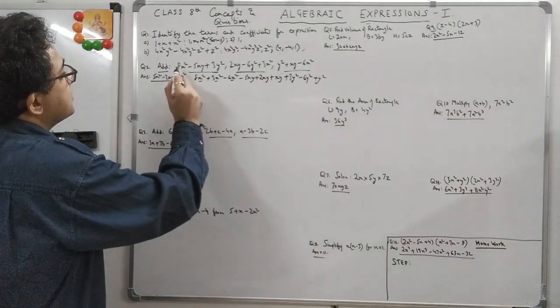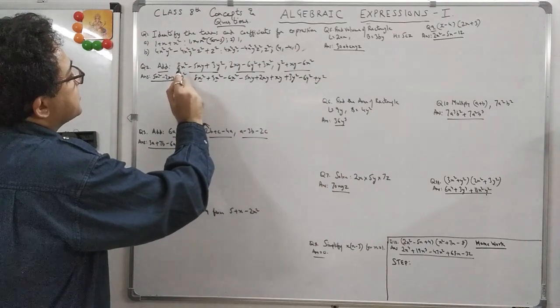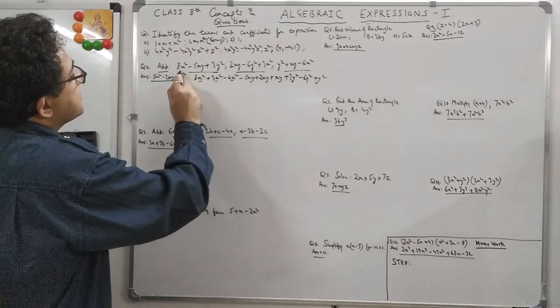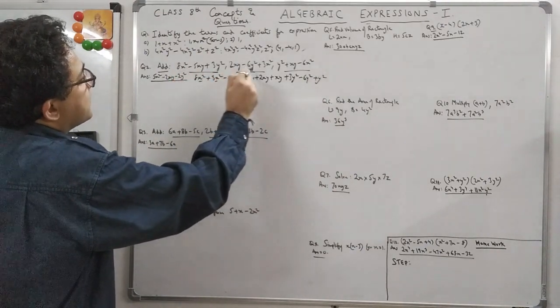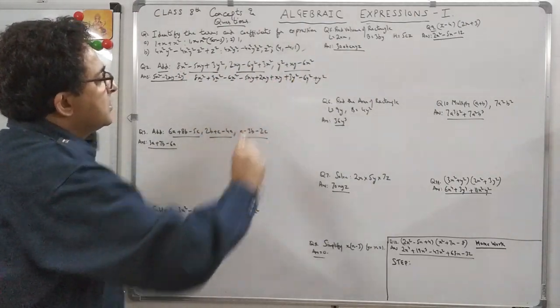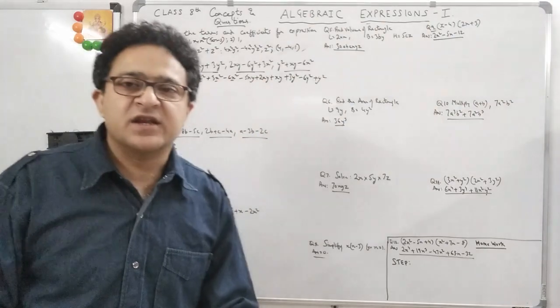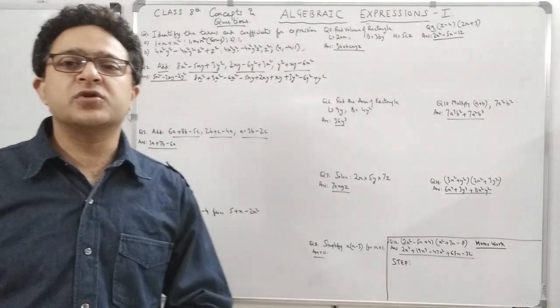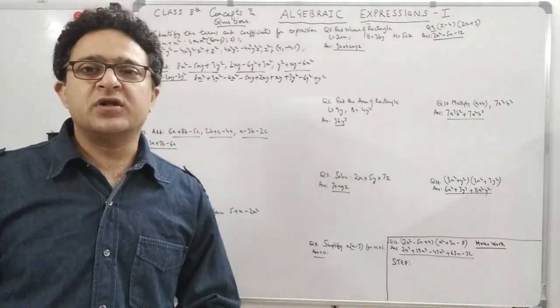So now just check, if you want to check in the first part of the question, how many terms are there, total terms: 1, 2, 3, 4, 5, 6, 7, 8, 9. And 1, 2, 3, 4, 5, 6, 7, 8, 9. So this is matching, which means we have not missed anything. This is the first step. Whenever you do the answer, just see if you have taken all the terms, right?